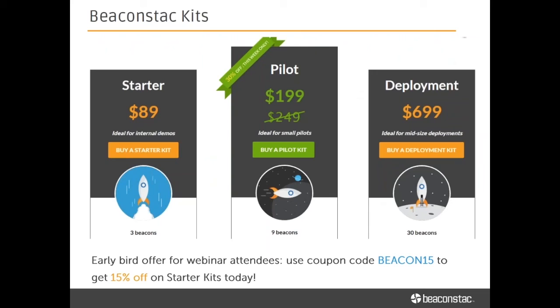So the starter kit for $89 comes with 3 beacons, and that's ideal if you're just getting started with beacons and you want to do a very basic proof of concept or an internal demo. The starter kit's a good way to go.